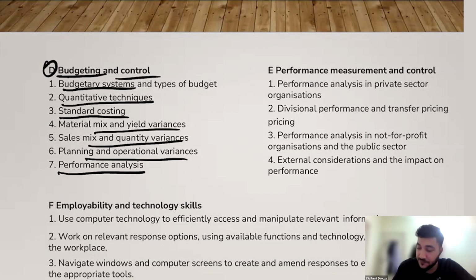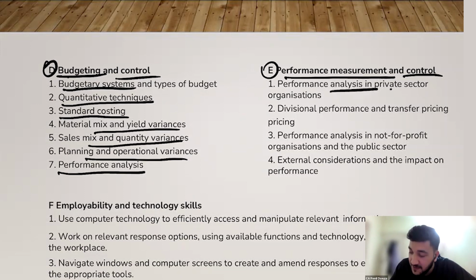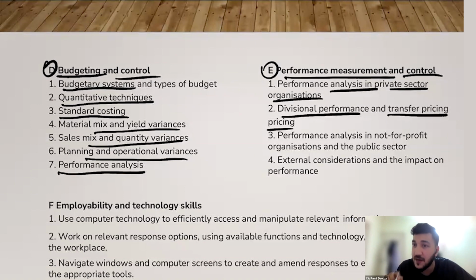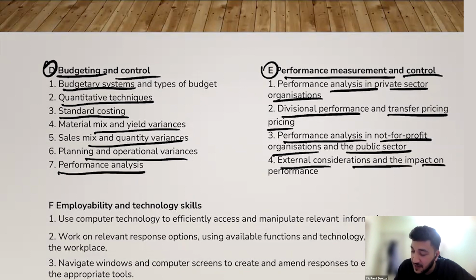And then we have performance measurement and control. Okay, here we are going to measure the performance. So until now we were making decisions, we were budgeting, we were controlling. Now we are measuring our performance. How do we do that? Performance analysis in private sector organizations, divisional performance and transfer pricing. Okay, transfer pricing, and then performance analysis for not-for-profit organizations and public sector, and external considerations and impact on performance. So it's more of an outward looking view from the costing. That also we are going to learn.